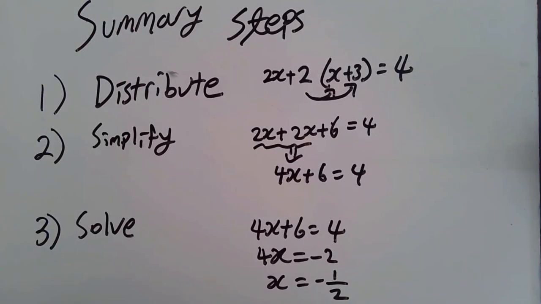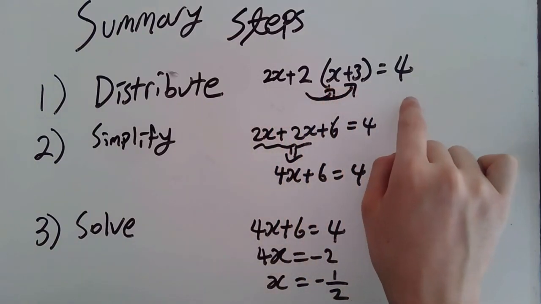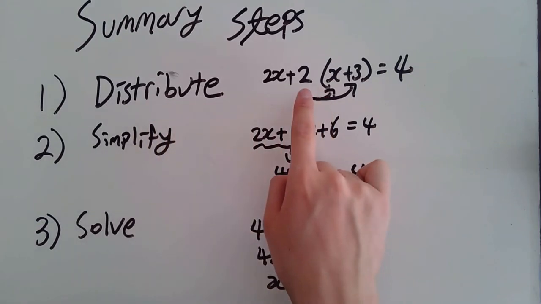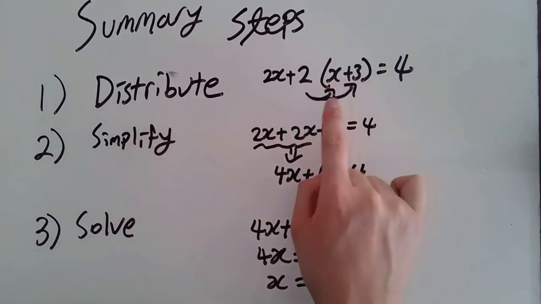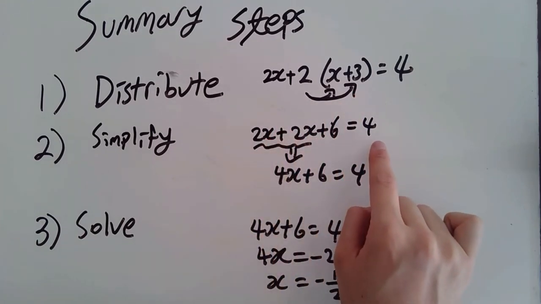So let's summarize today's lesson. Let's say we have an example, 2x plus 2 times (x plus 3) equals 4. Then the first step is to distribute. So we see that 2 can be distributed to x and 3. So we multiply and we arrive at 2x plus 2x plus 6 is 4.